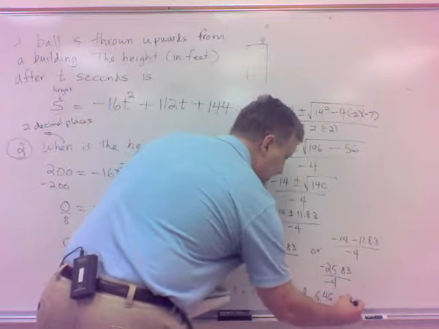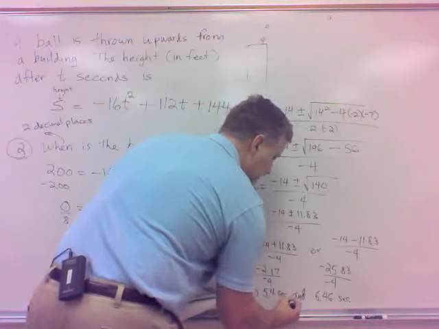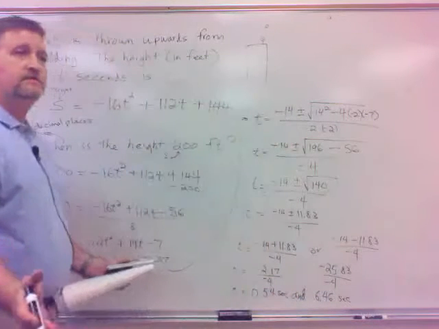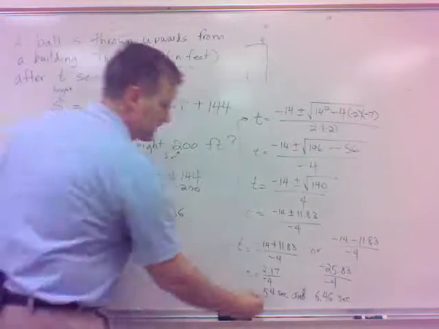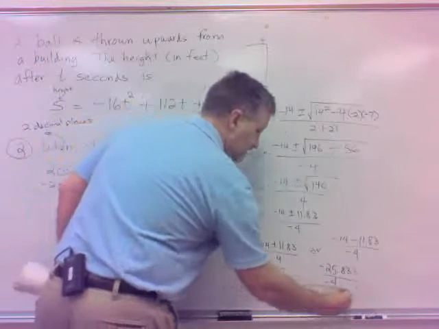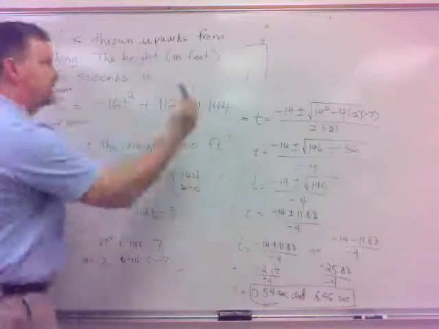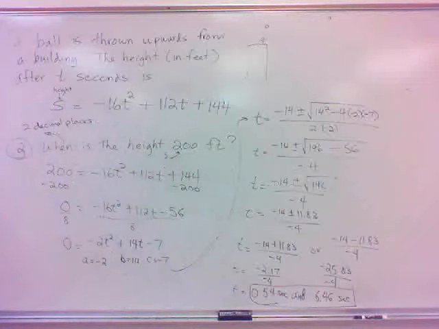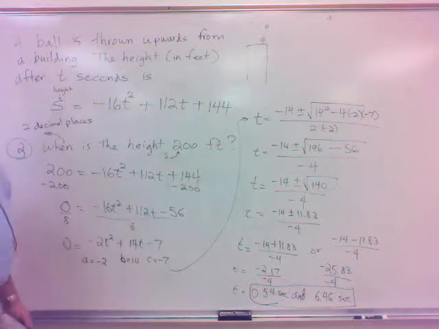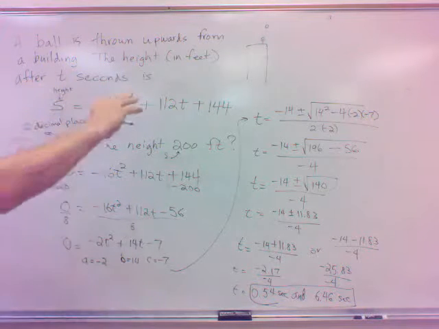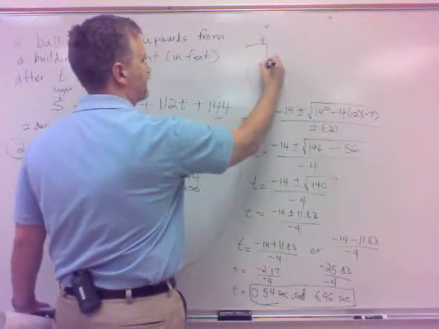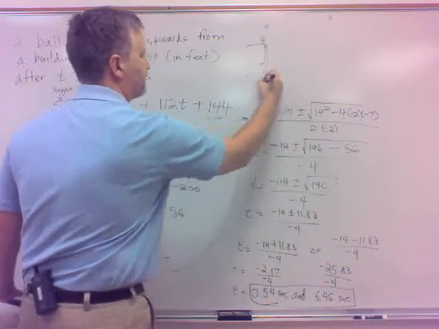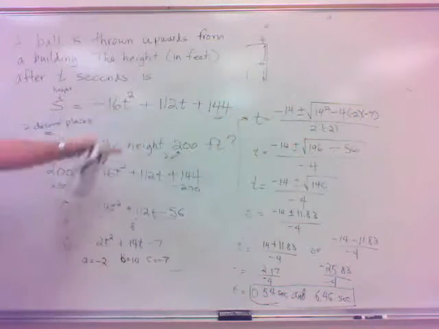Both of those are in seconds. Either one of those not make sense? Both of those make sense. In this case, there are 2 times when the height is 200 feet. How can that be? Well, turns out the building height actually is this number. It's 144 feet tall. That's how tall the building is from top to bottom. That last number tells you that.